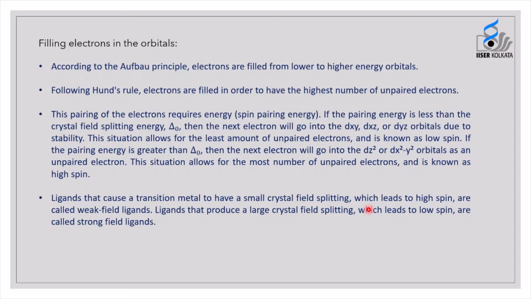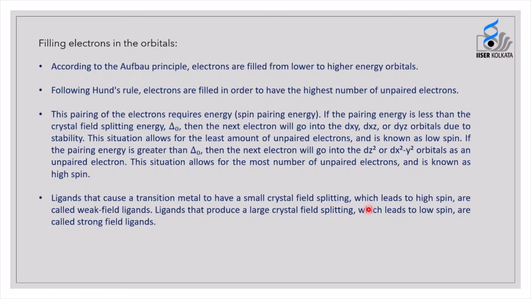Hund's rule tells us that electrons prefer to remain unpaired, because electrons do not want to pair with each other, for a particular reason which we will talk about in a moment. So the third point tells the reason about this. This pairing of the electrons requires energy. So to pair the electrons, we basically need energy. That's why electrons prefer to remain in the unpaired state, because they don't want to gain energy and pair. Until someone forces them to pair, they do not want to pair, because of this energy factor involved here.